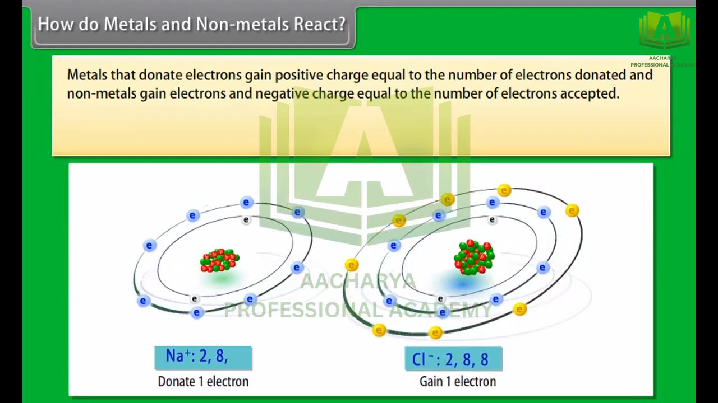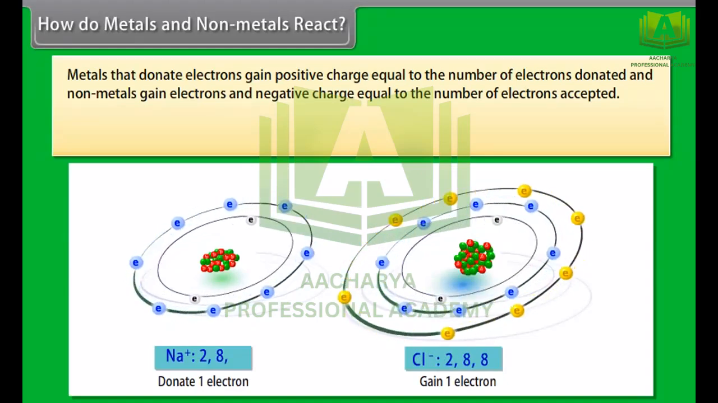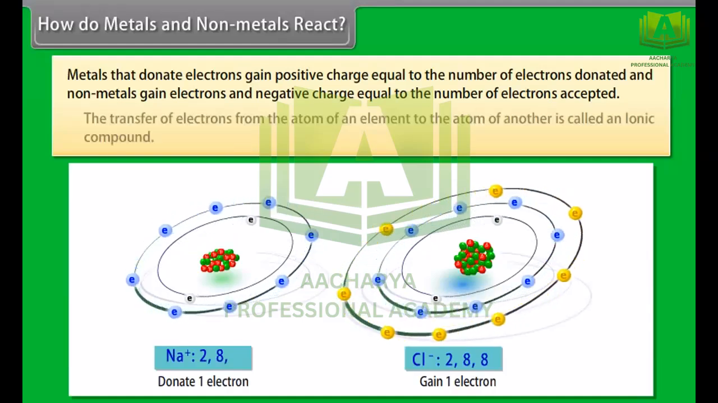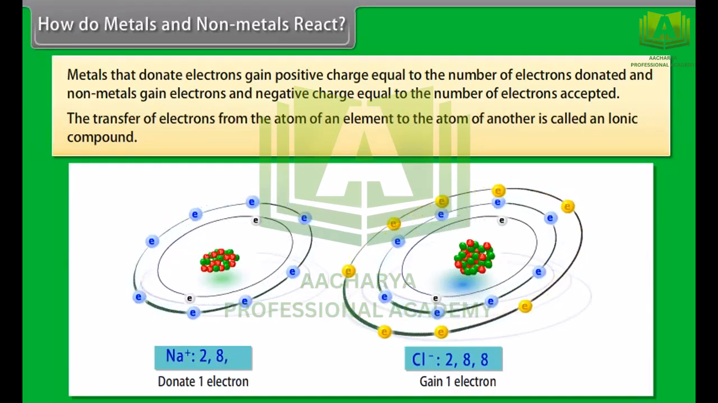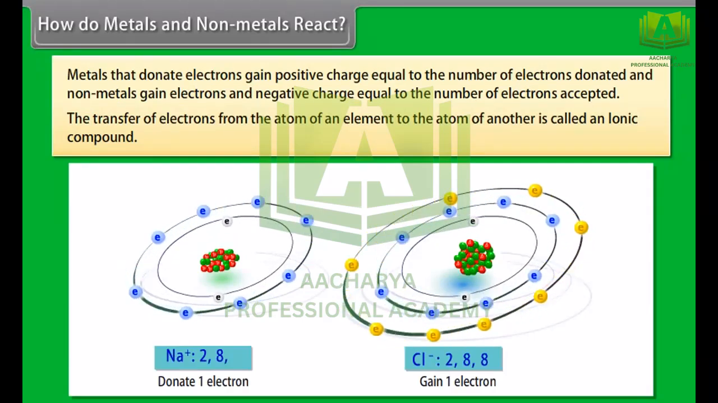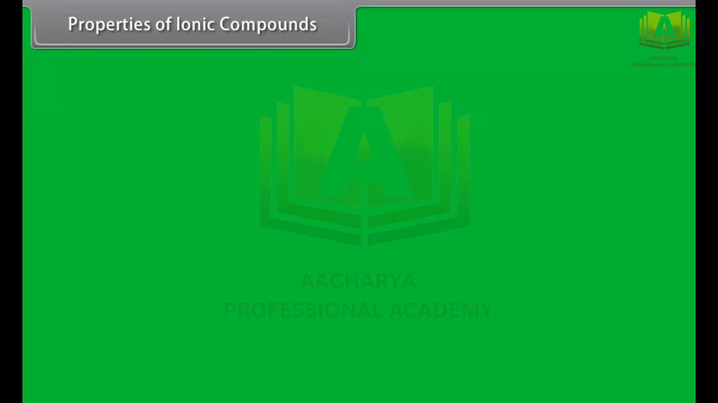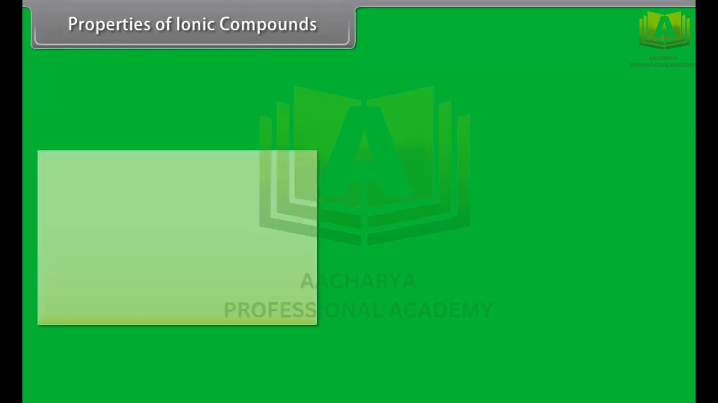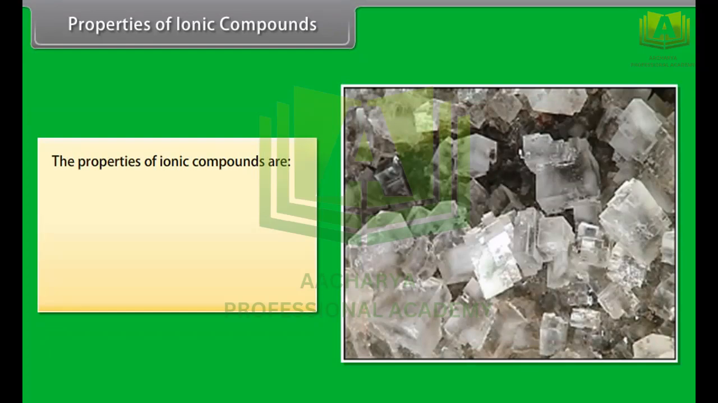As a result of this, both these atoms form the structure of an inert gas. The transfer of electrons from the atom of an element to the atom of another is called an ionic compound. Properties of ionic compounds. Let us look at some ionic compound properties.